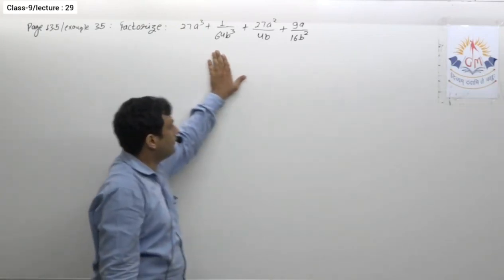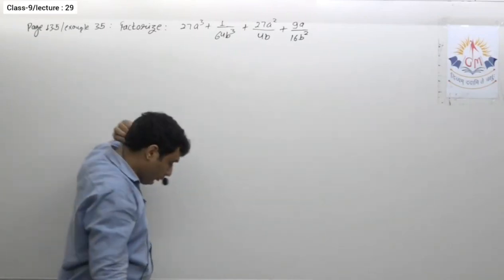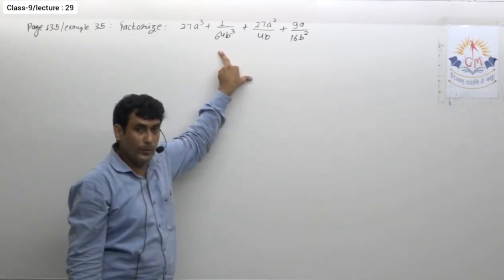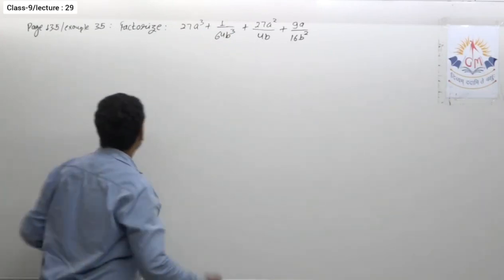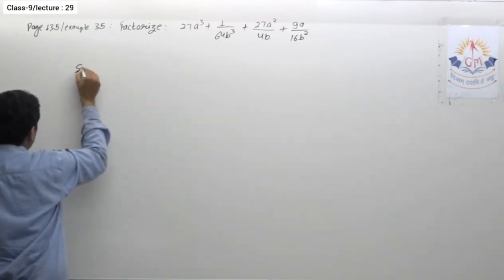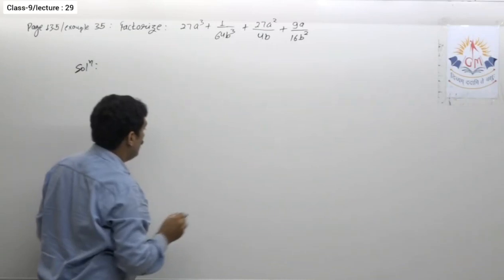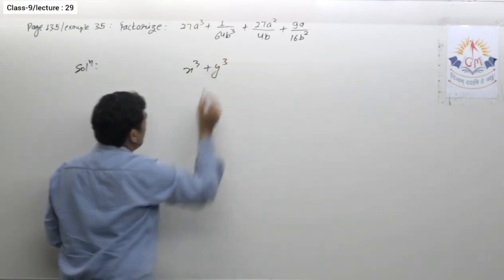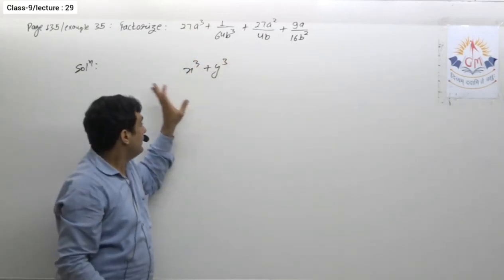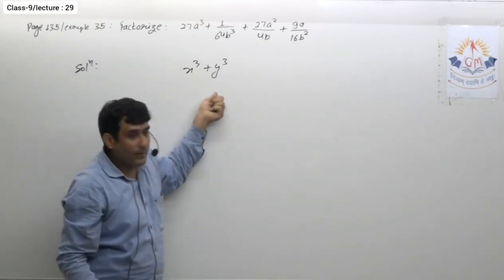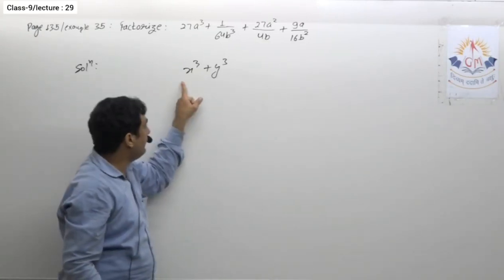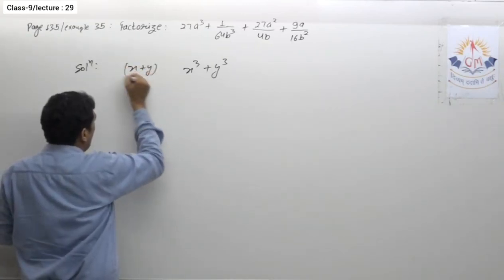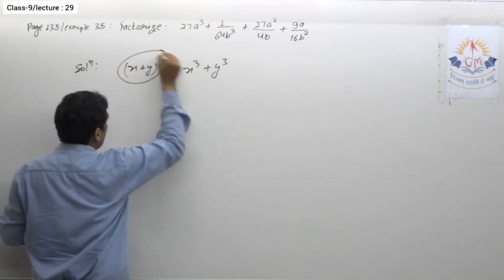See, the very first two terms, if you observe carefully, are complete cubes, isn't it? This can be written as 3a whole cube, and this can be written as 1 upon 4b whole cube. These two terms give you the hint or the path to get the factors of this expression. For a while I say this is x cube and this is y cube. Whenever I get x cube plus y cube, there is an identity which gives x plus y whole cube.